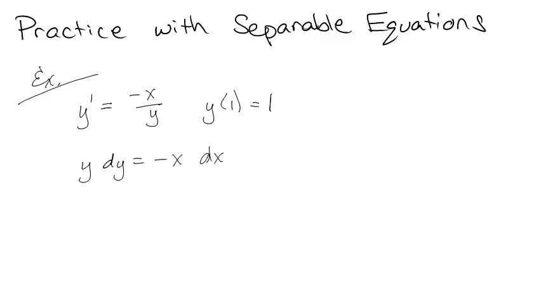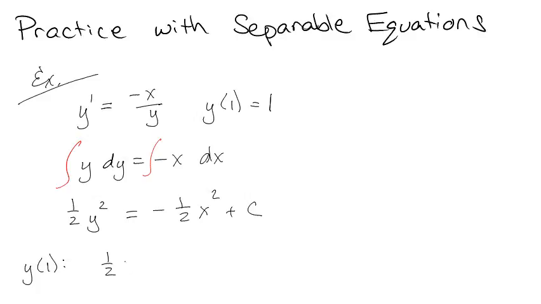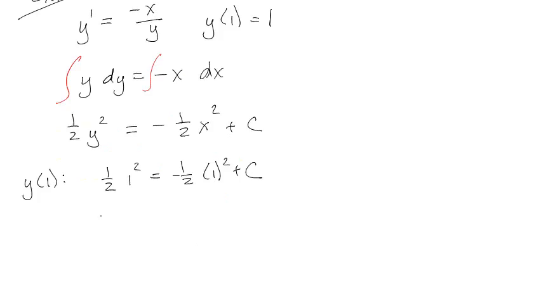Anyway, remember the first step is to get all the y's on one side. So I have y dy is equal to negative x dx. Okay, I'm going to integrate both sides. On the left, I've got 1/2 y squared, and on the right, I've got negative 1/2 x squared plus c. Now I know that y at 1 is equal to 1, so it's equal to 1 whenever x is equal to 1. That means that 1/2 equals negative 1/2 plus c, so c is equal to 1. Good.